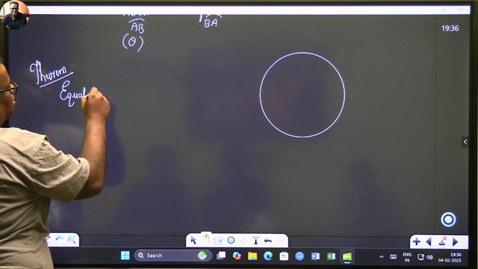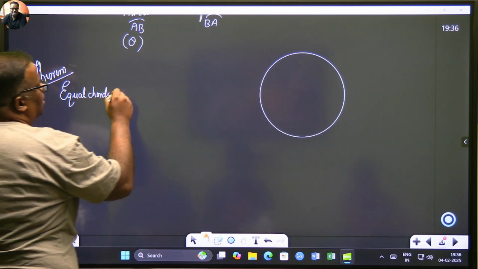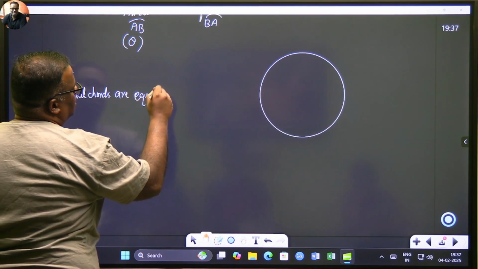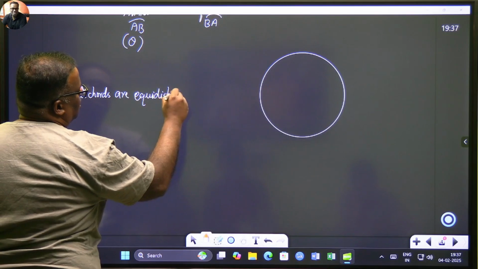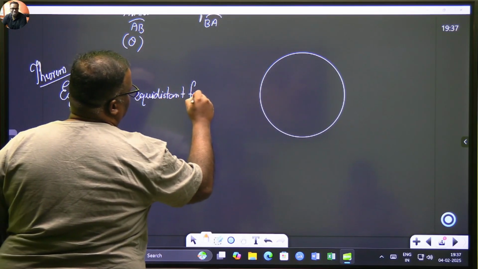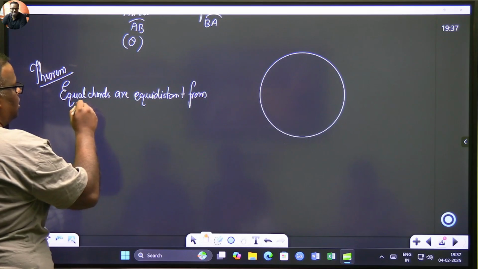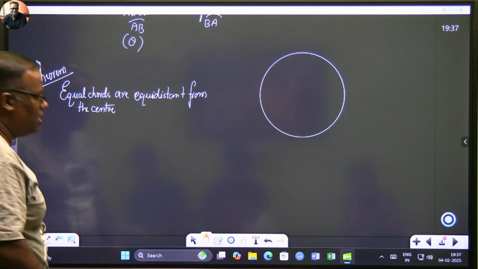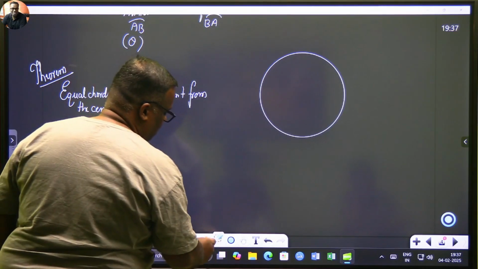Equal chords are equidistant from the center. Okay, before going ahead with this theorem, try to understand one thing. Okay, 1 minute. Try to understand this.